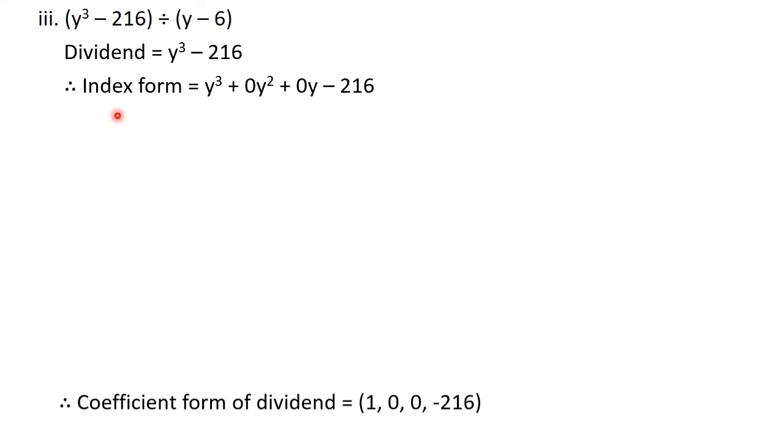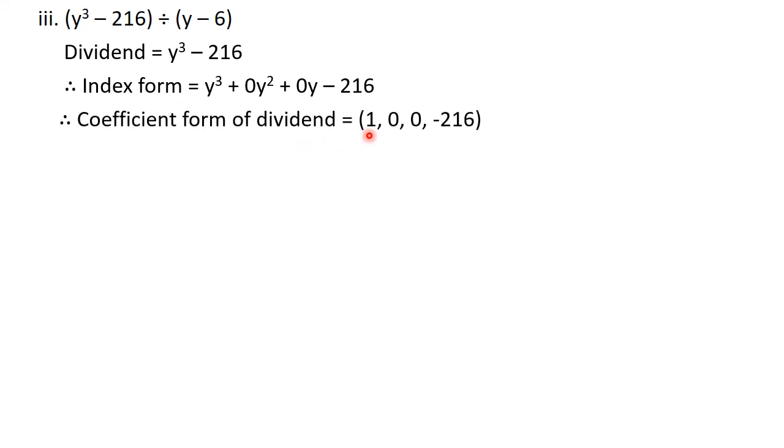Now from this we can write down the coefficient form inside the round bracket as 1, the coefficient here, comma 0, then again 0, and finally we have minus 216. Write it along with the sign. Okay, it is very much important. Now let's go towards the divisor. The divisor is y minus 6. So we have to take the opposite of minus 6 as plus 6. So two things we found out, the coefficient form of the dividend and the opposite of the constant from the divisor.